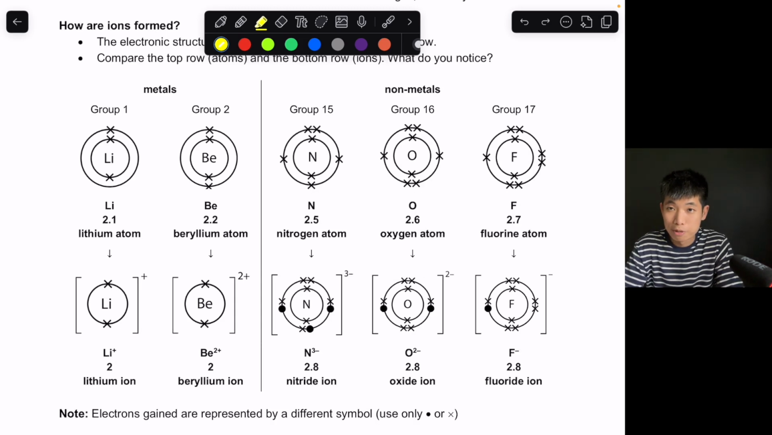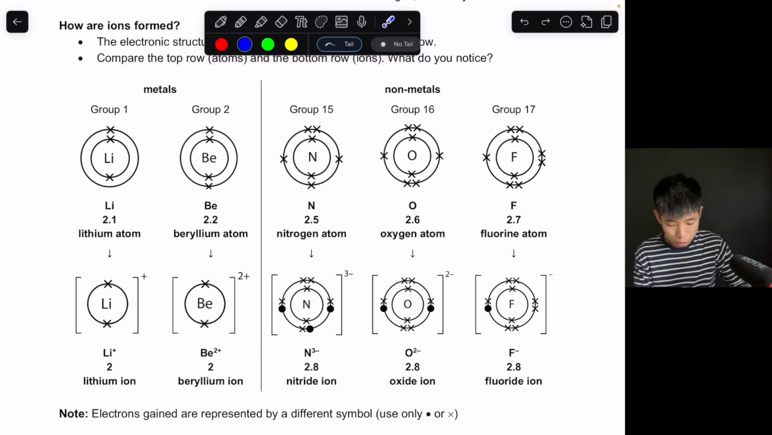So let's see whether you can spot some patterns. Study this diagram and observe what happens when different atoms form ions. Pause the video and think about it. Do you notice any pattern between the first row and the second row?